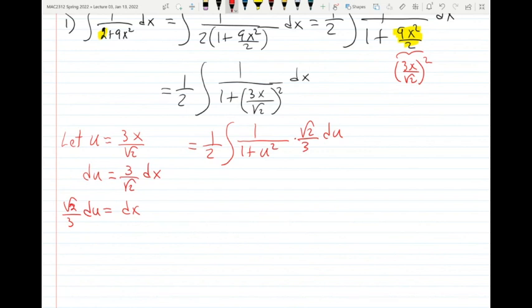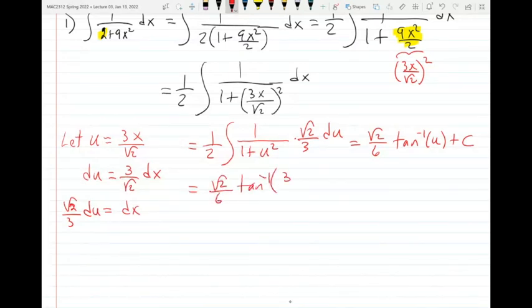Now, square root of 2 over 3, that's a constant, so I'm going to take it out, and then we get 1 over 1 plus u squared, that's inverse tangent, right? So this becomes square root of 2 over 6, because that's 3 times 2, right, outside. Inverse tangent of u plus c, and then the original variable was x, so you just need to put back whatever u was equal to. So then this is square root of 2 over 6 inverse tangent of 3 over the square root of 2 x plus c.